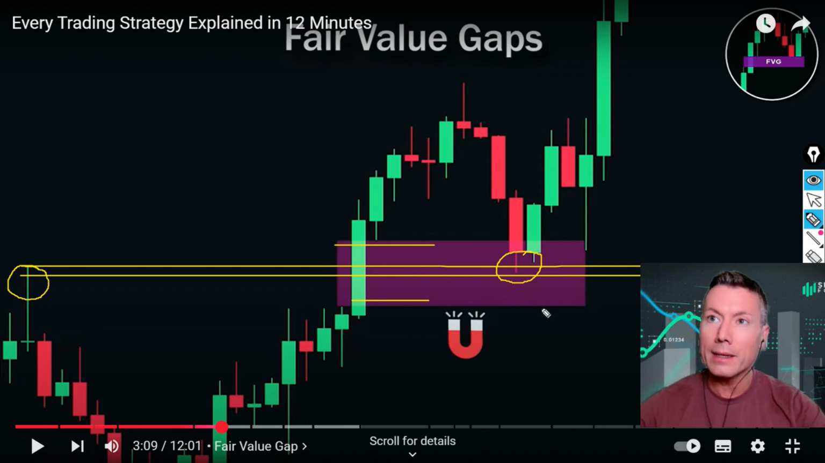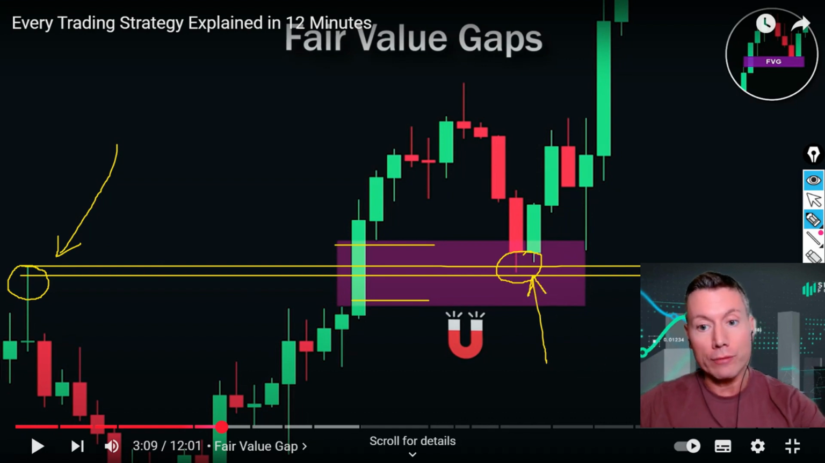So again, don't spend too much time trying to understand fair value gaps, support and resistance, supply and demand. You just need to pinpoint areas on a chart where price has reacted before, here, and then use that in the future to make informed decisions at where price could react again. As simple as that, guys.